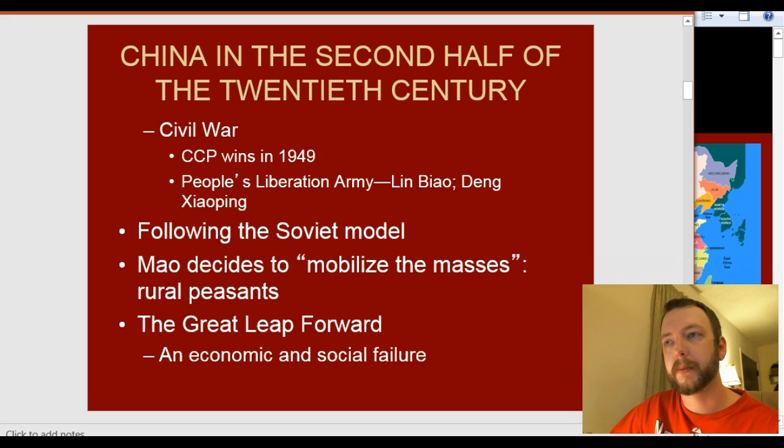So there's also, as part of the Great Leap Forward, this idea of moving people toward industry. So it's moving people into larger scale production of agriculture and industry.